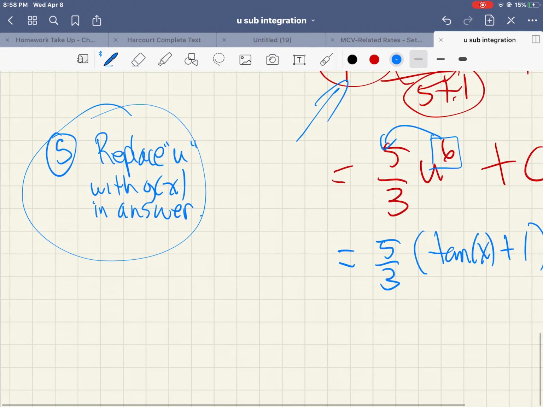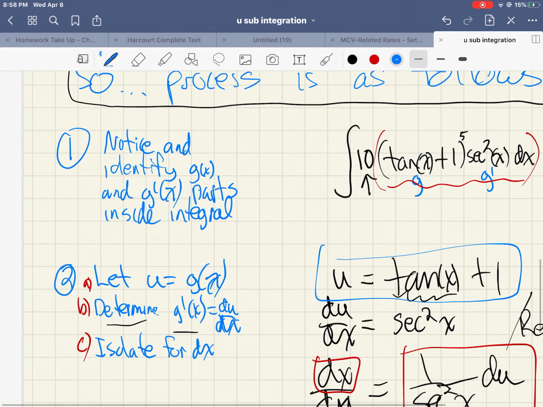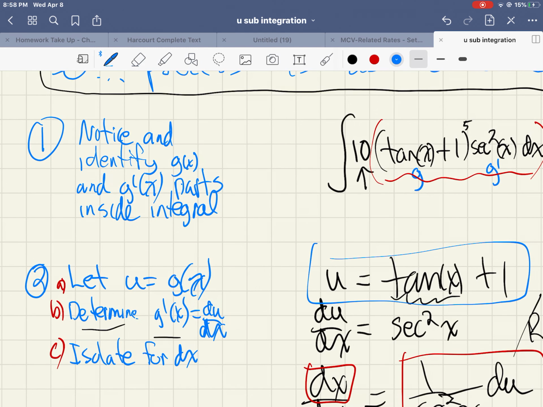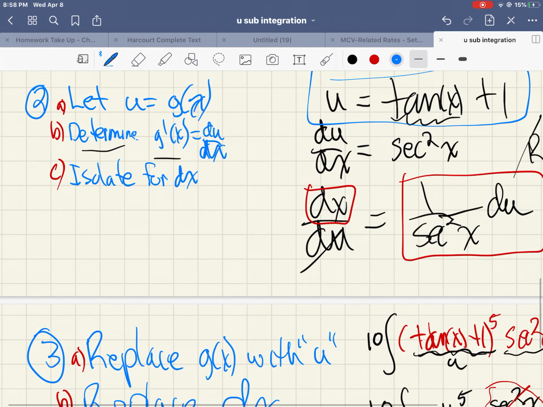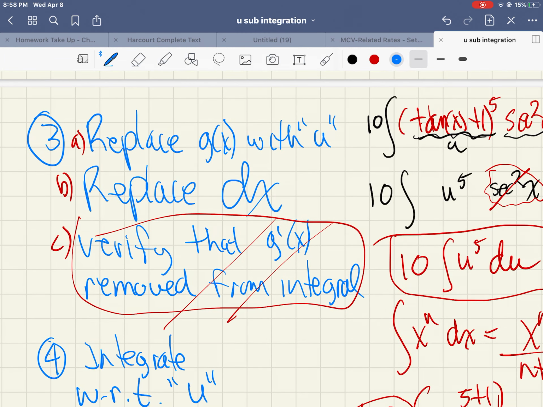But these 5 steps are always the same 5 steps. So again, I'll go through that. Please write these down. Number 1, notice and identify g of x and g prime of x inside the integral. If you can find that, then you know that you've got a substitution integral. Number 2, let u equal g of x and determine g prime of x, isolate for dx. So get dx by itself, so you can make that substitution. Every time it says replace, it's doing a substitution.